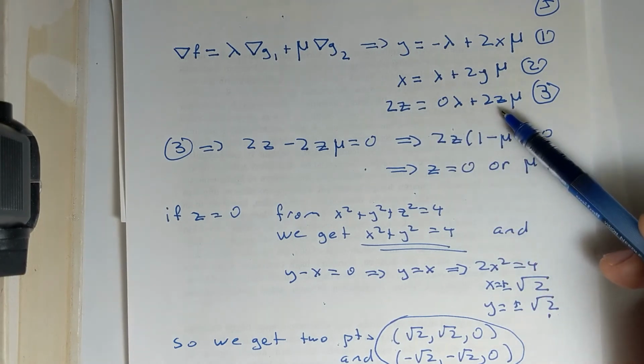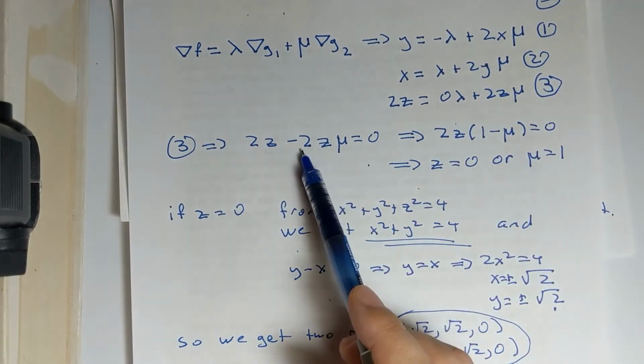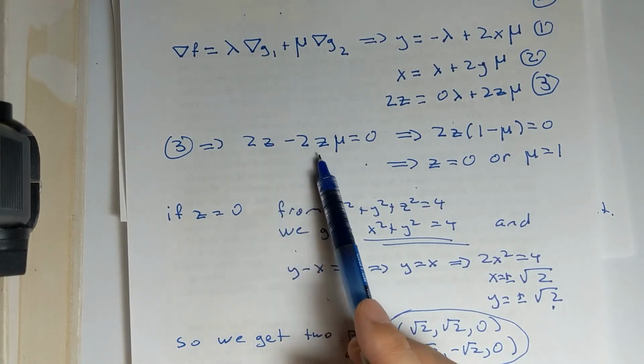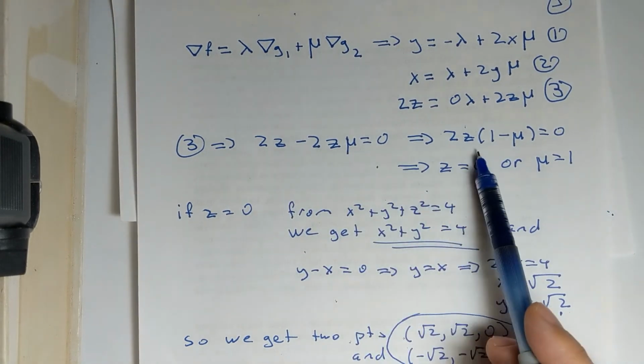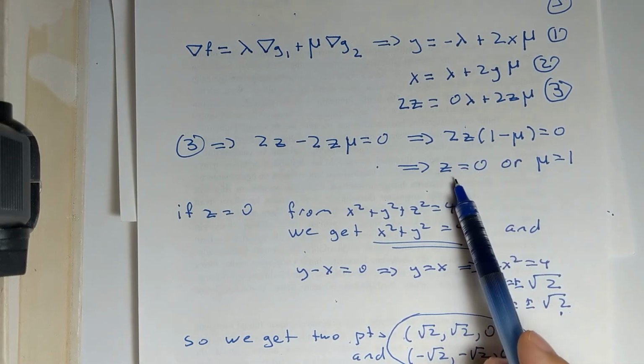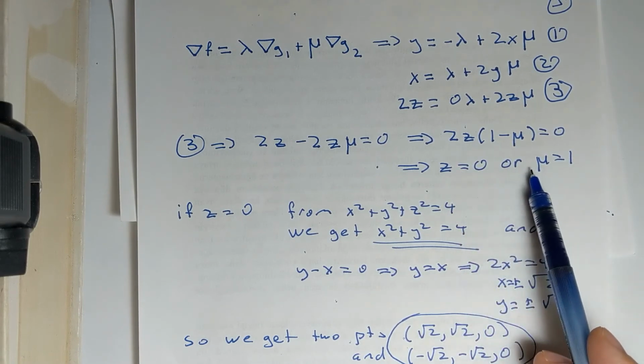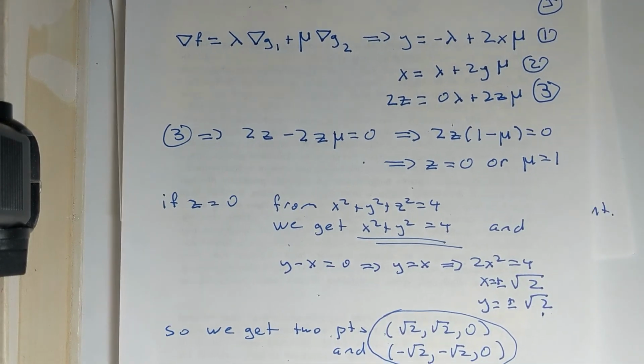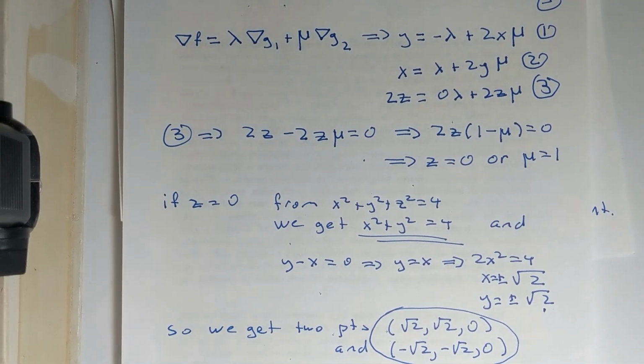So 2z is equal to 2z mu. Throw this to the other side, you get 2z minus 2z mu equals 0. Factor out the 2z, you get 2z times 1 minus mu equals 0. So that means z is equal to 0 or mu is equal to 1. You've got two choices there, okay? z is equal to 0 or mu is equal to 1.